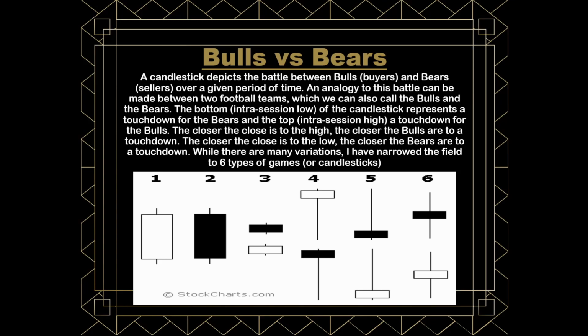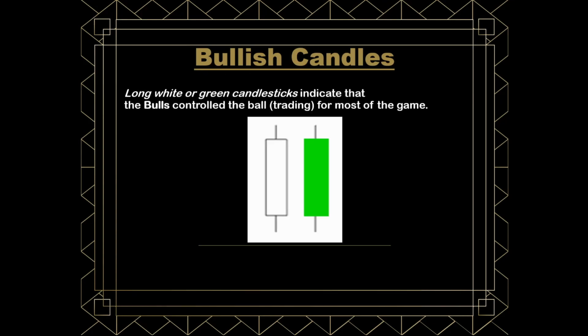The closer the close is to the low, the closer the Bears are to a touchdown. While there are many variations, I have narrowed the field to 6 types of games or candlesticks. Bullish candles. Long white or green candlesticks that indicate the bulls controlled the ball, trading for most of the game.